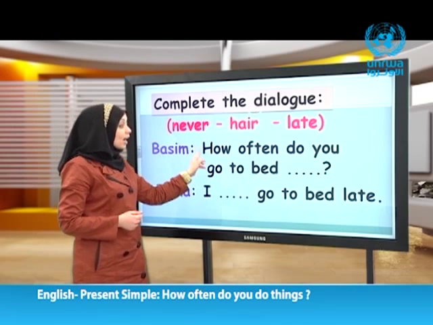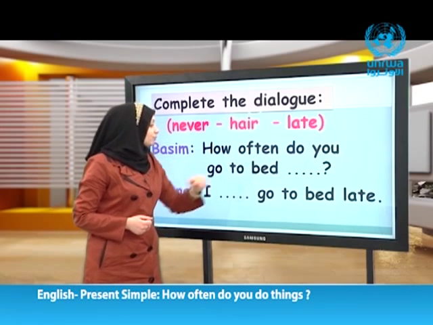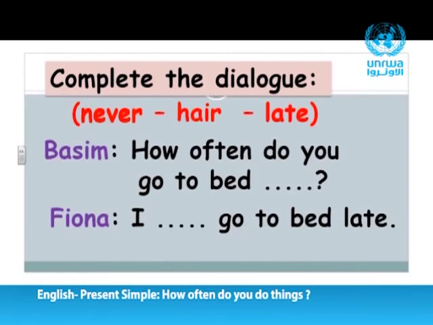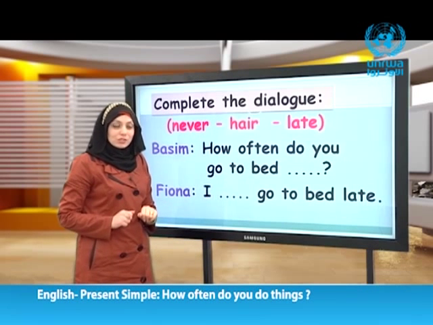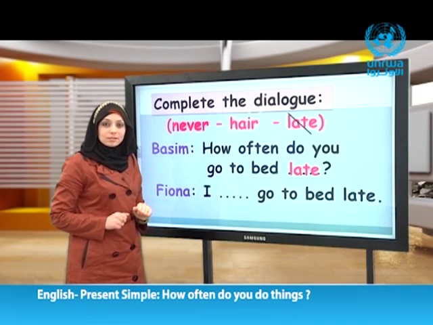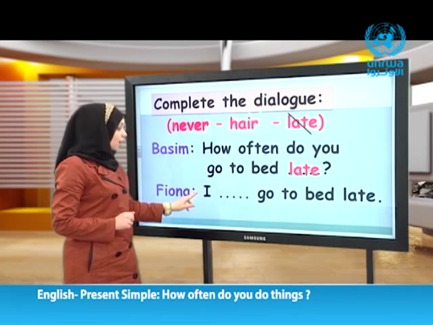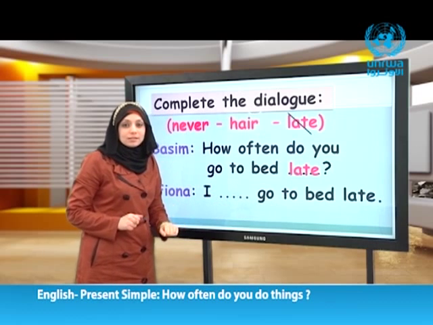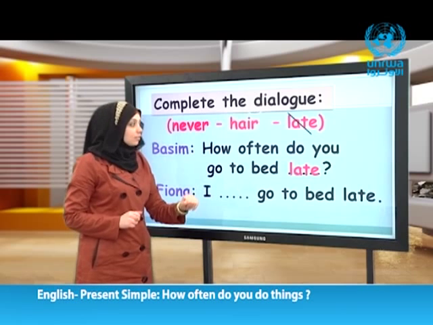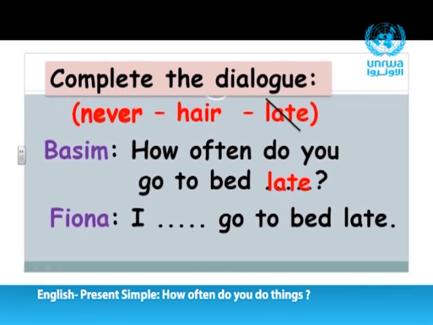Basim asks, how often do you go to bed? Never, here or late? Thank you very much. It's late. So how often do you go to bed late? Fiona says, I never go to bed late. Exactly. I never go to bed late. Very good. Now let's repeat the same dialogue together.